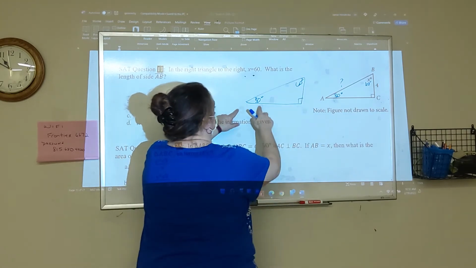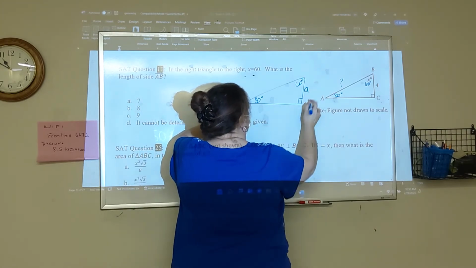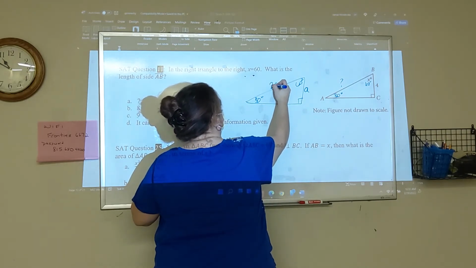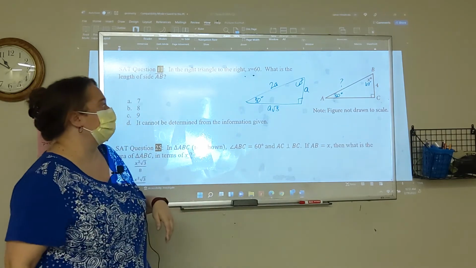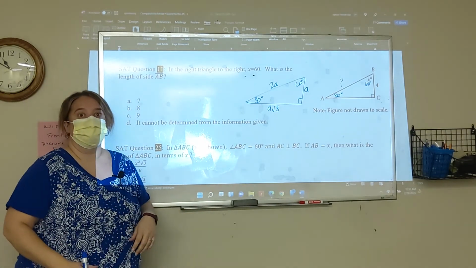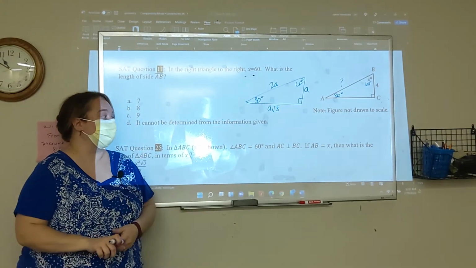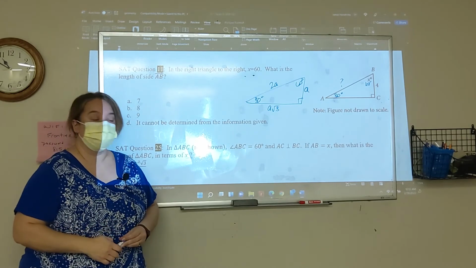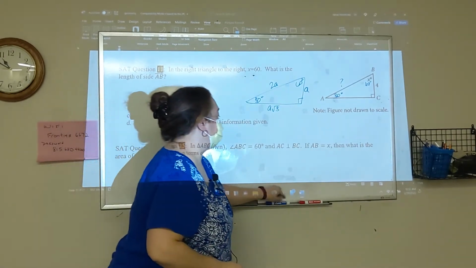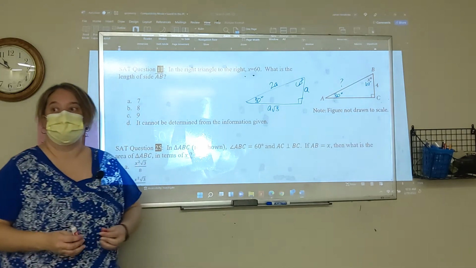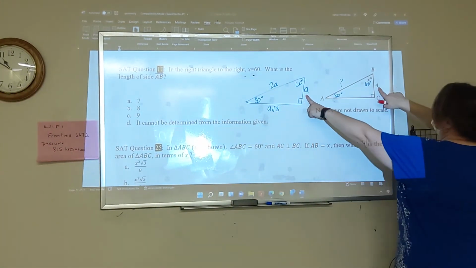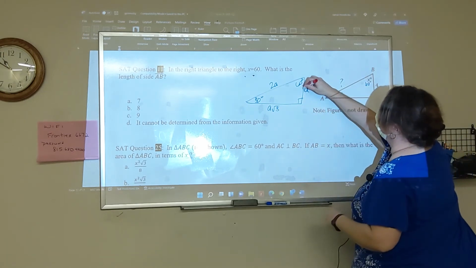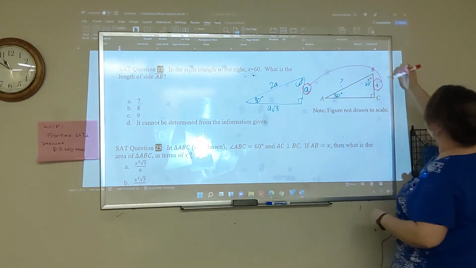Now, across from the 30 is your little guy, A. Across from your right angle is 2 times the little guy, which leaves your third side to be the ugly A root 3. Once you have your pattern triangle drawn, match up your sides and find A. So match up your sides. You have a vertical side here and a vertical side here. So A is going to be 4.